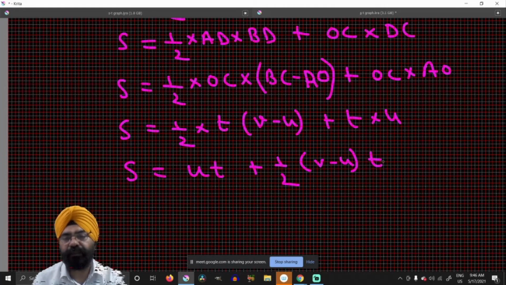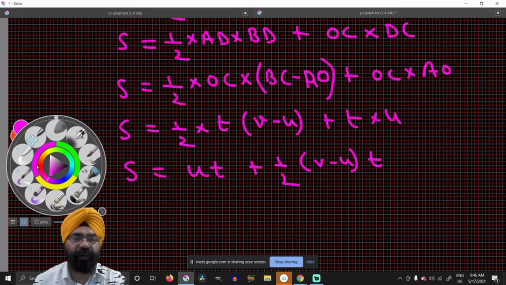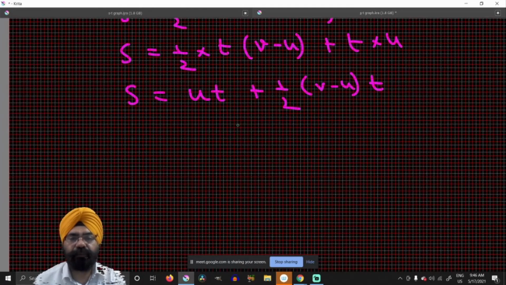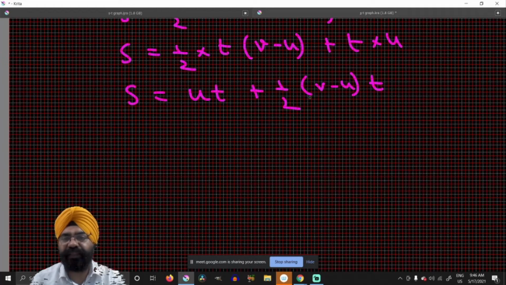Now we are very close to the equation we are looking for. Yes or no? What is the equation? S is equal to UT plus 1 by 2 AT square. So only this portion is missing now. Everything else is in the previous equation, where it is AT.